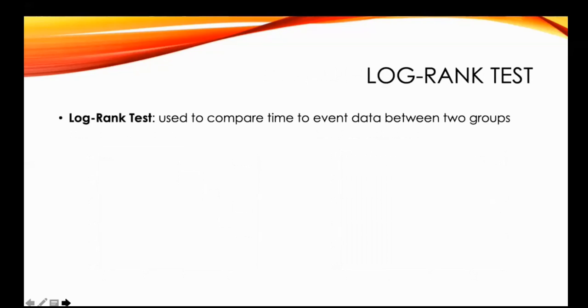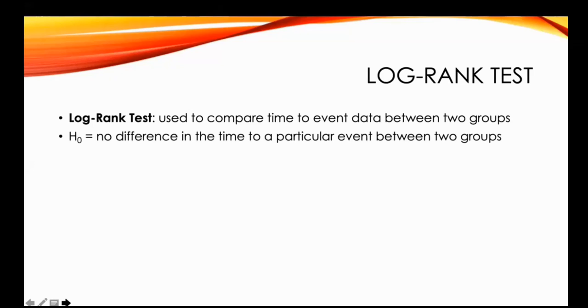All right, so let's move on to the log rank test. This gets into the sorts of things that we're often looking at when we're looking at whether or not certain factors impact survival. So if a patient is treated, are they likely to survive longer than if they are not? The null hypothesis for any log rank test is that there's no difference in time to a particular event between 2 groups, because the log rank test is used to compare time to event data between 2 groups.